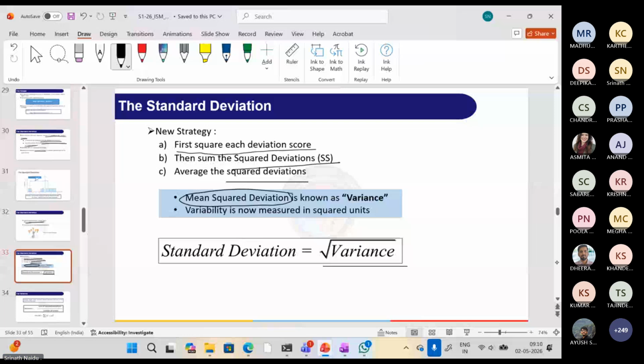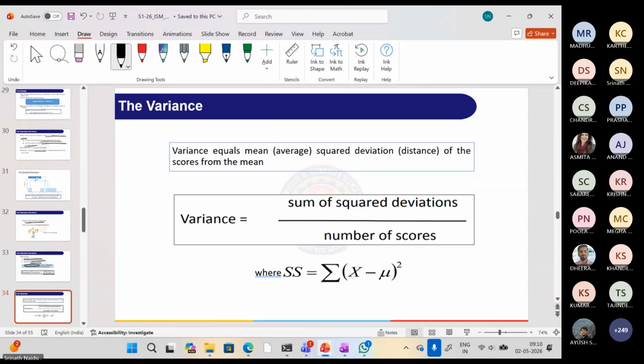Sir, I have a question. Yeah, go ahead. Why is it always square? Why don't we consider cube or any other power, maybe raised to the power 4? Yeah, but the thing is, raising to the power 4 and so on doesn't give you any particular advantages.